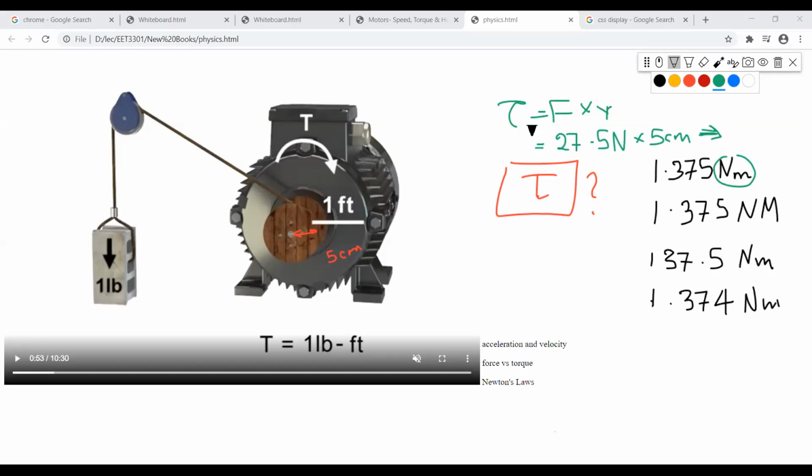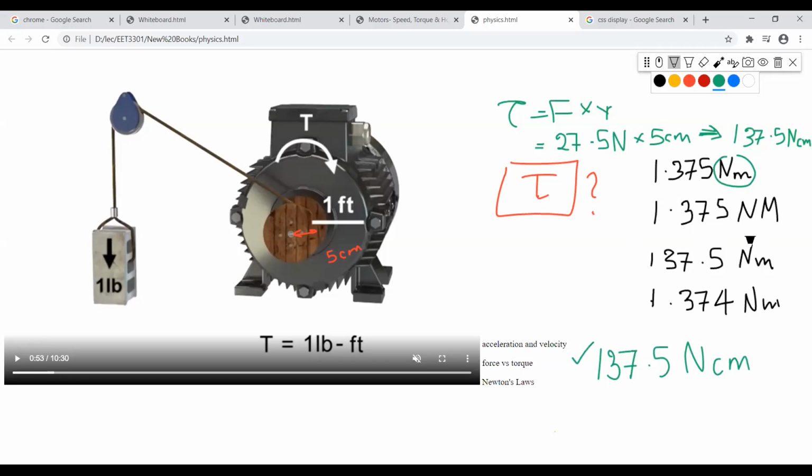Coming back to the question, so force is this much, the distance is 5 centimeters. So 27.5 times 5 is going to be 275 divided by 2, right? Which is going to be 137.5. Remember, the unit is Newton centimeters. So the answer is going to be 137.5 Newton centimeters. So this is a correct answer.